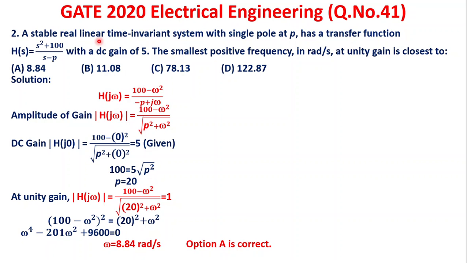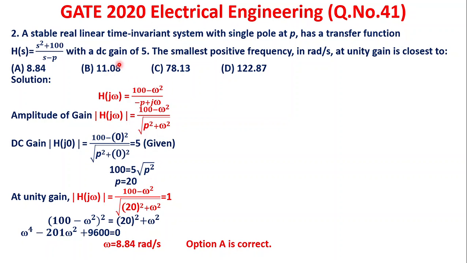They are asking, for unity gain, what is the smallest frequency? They have not given the pole, but DC gain is given. So in the sinusoidal transfer function, H(j omega) equals 100 plus (j omega) whole square, so minus omega square, divided by s minus p, so minus p plus j omega. When we write the amplitude of the gain, it is 100 minus omega square divided by the square root of p square plus omega square.